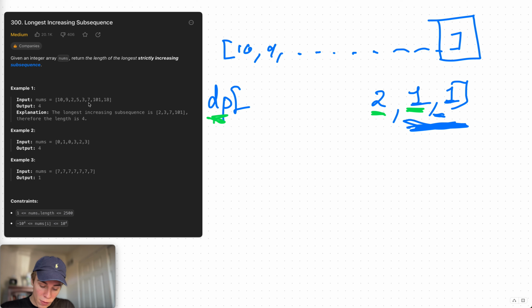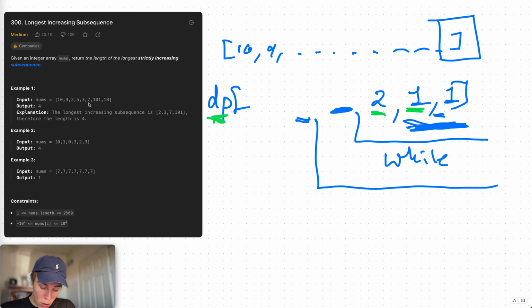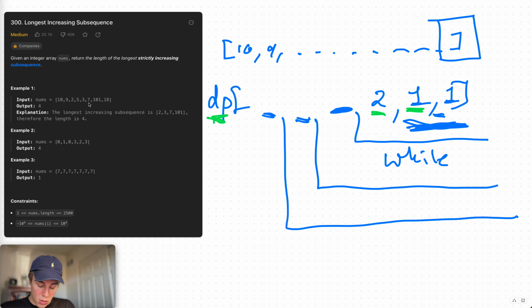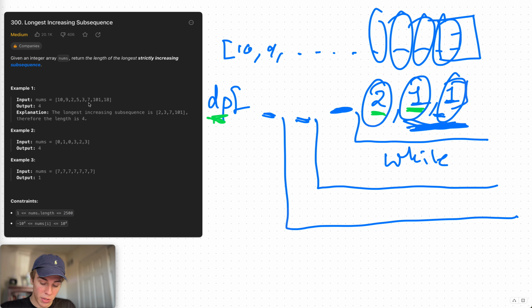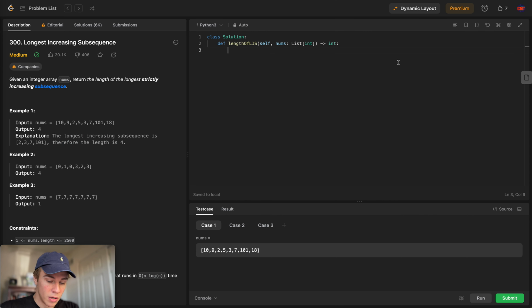So maybe for each one that we fill out, we just iterate over all of the values here. And since we keep track of all of the lengths and we know their subsequent starting points, it gives us the ability to figure out what the longest subsequence is. I think that's enough talking for me. Let me get into the solution.